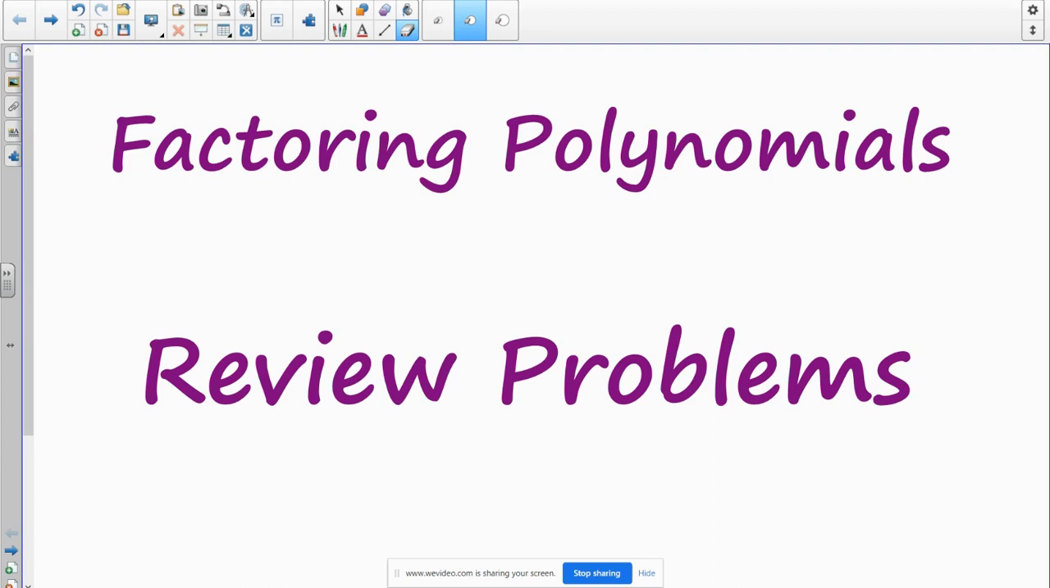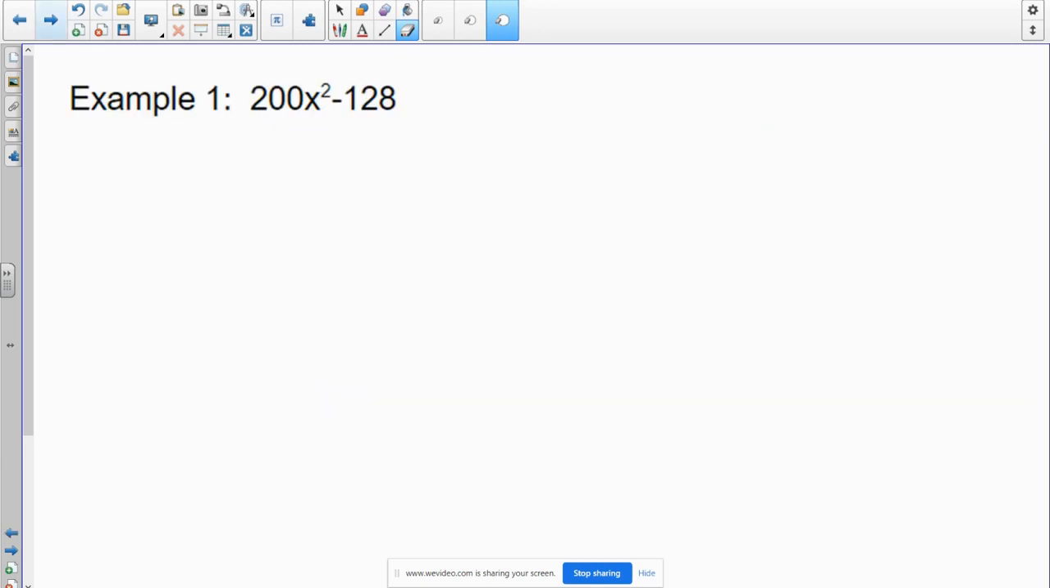But here are three more just to kind of look at a couple different ones. So we're going to look at example number 1 here, and you will see this both on your IXL lessons and on the quiz. So if you look at this, first of all, the first step always is to take the greatest common factor out. And again, it's totally up to you.